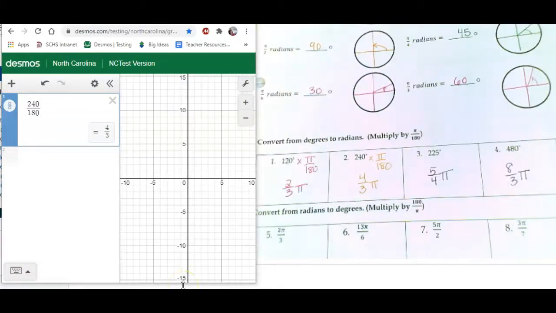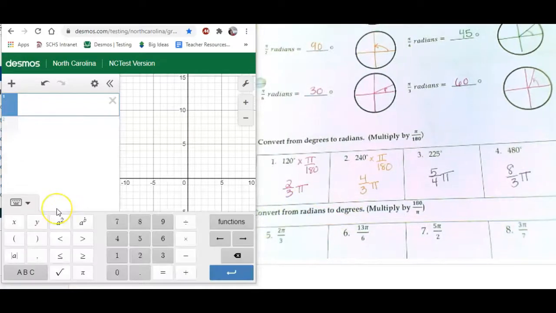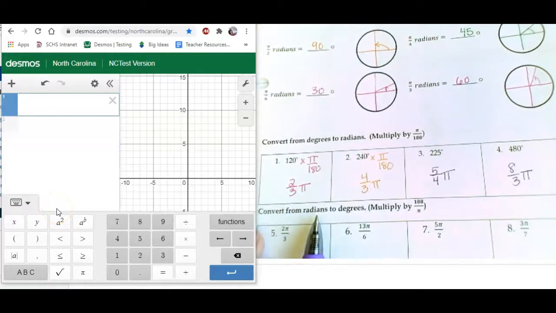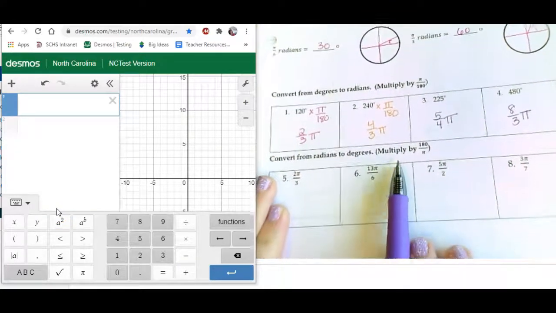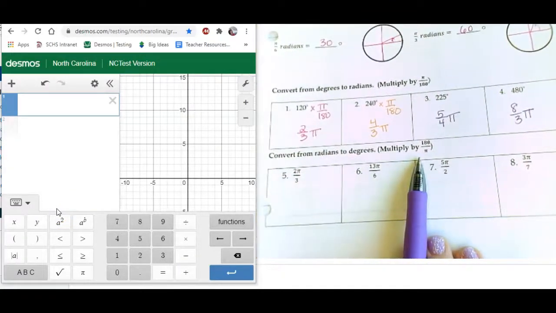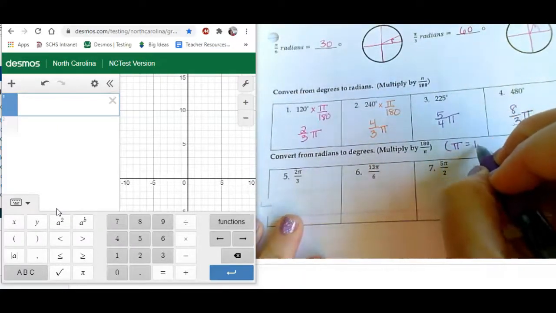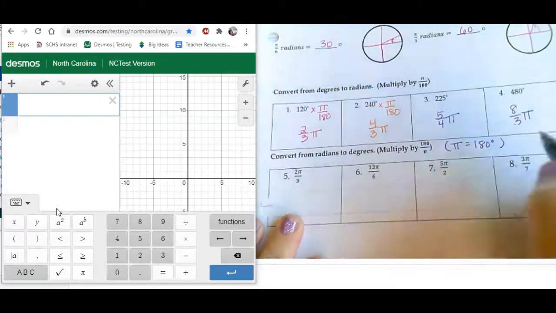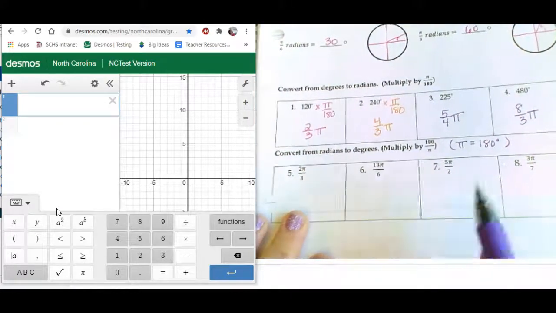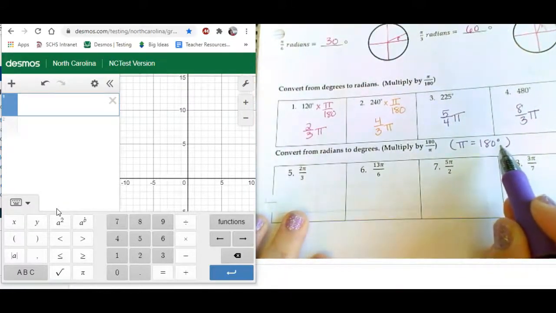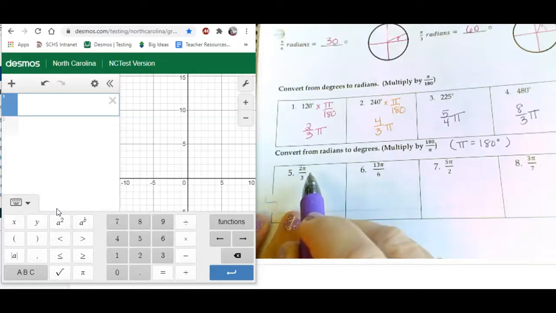Okay, so on the next section, when we go the other way and we want to convert radians to degrees, it says multiply by 180 over pi, so you multiply by the opposite. Now, I personally think that it's easier if you just substitute what pi is. We know that pi represents 180 degrees. And if you substitute that in for 180, it makes it really simple.